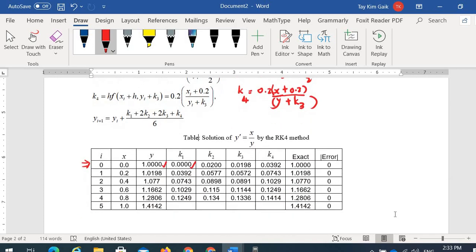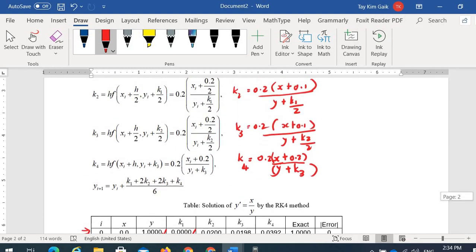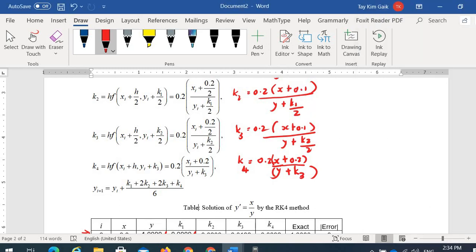Let me show you. Okay, now focus on K2. K2 is X plus H over 2, so calculate. K2, remember, is X plus 0.1, and Y plus K1 over 2.